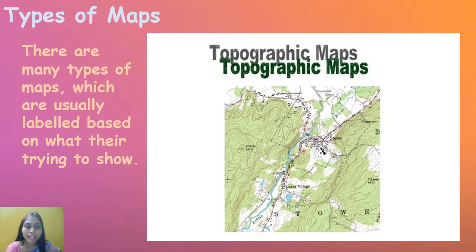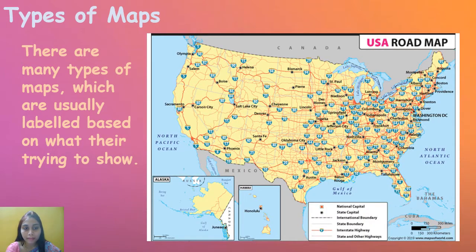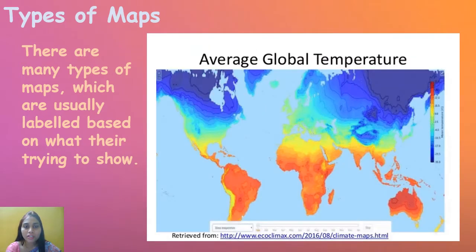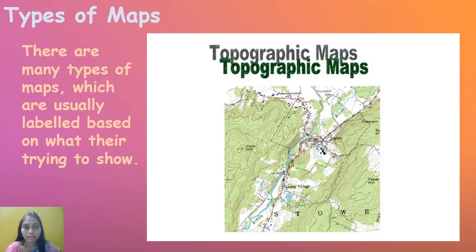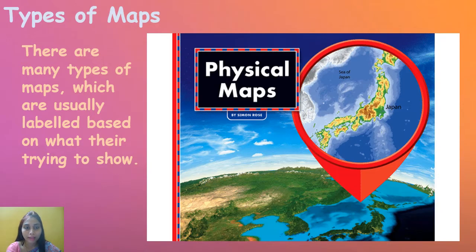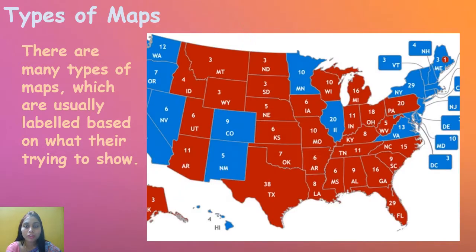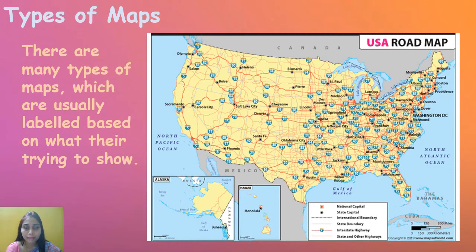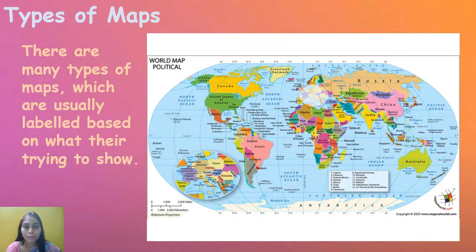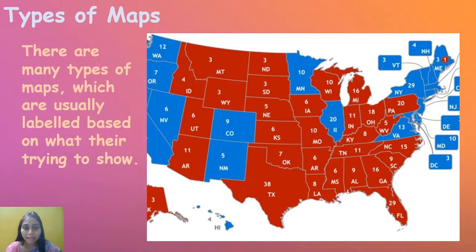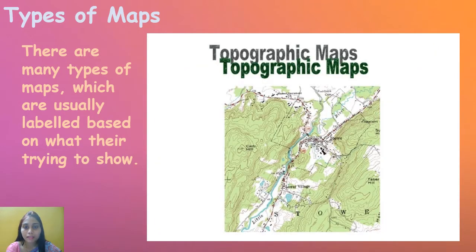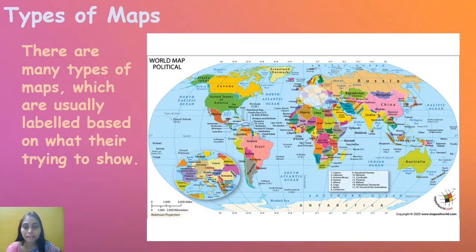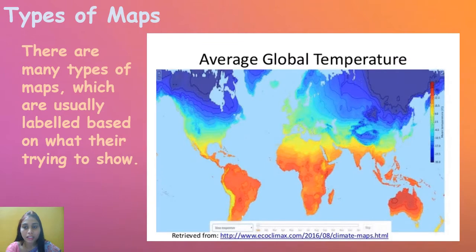There are many types of maps which are usually labeled based on what they are trying to show. So each and every map is one of a kind. It's unique, and each and every map shows a few features. What are these different types of maps? They are physical maps, political maps, thematic maps, climate maps, topographic maps, and road maps. So all these different types of maps we'll be learning in today's class.